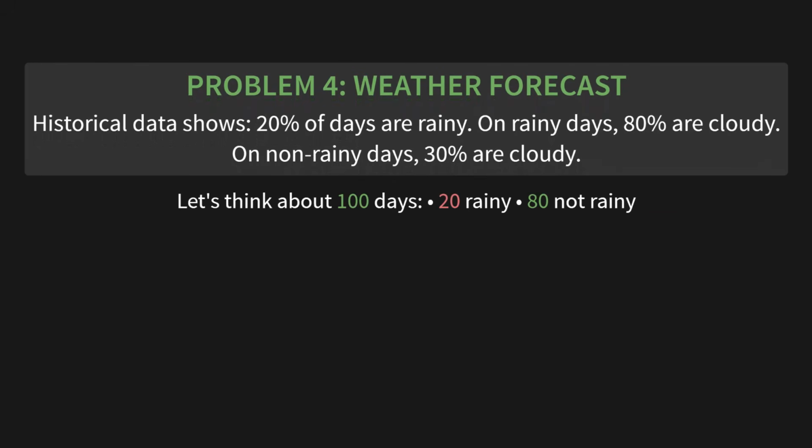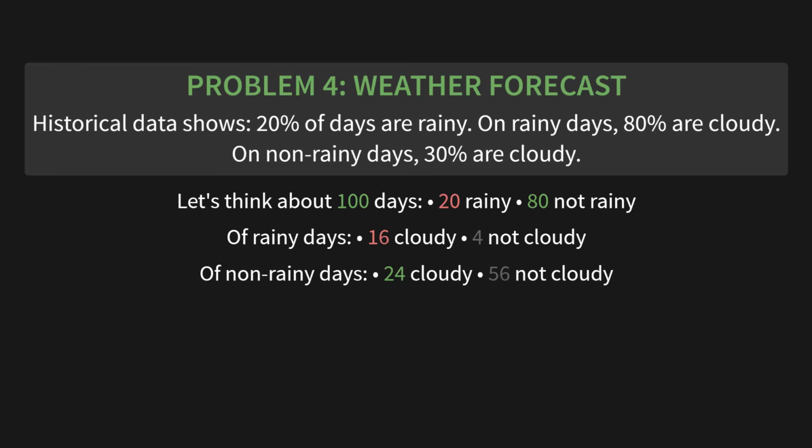Let's think about 100 days. 20 days are rainy, 20%. 80 days are not rainy, 80%. Now, of those rainy days, 16 days are cloudy, 80% of 20. 4 days are not cloudy. Of the non-rainy days, 24 days are cloudy, 30% of 80. 56 days are not cloudy.